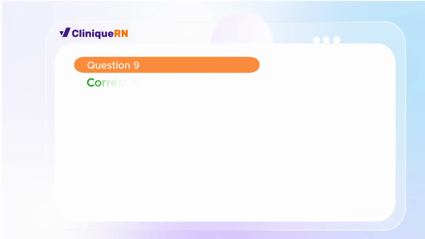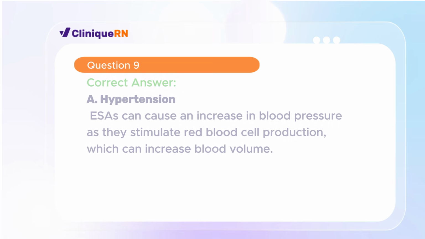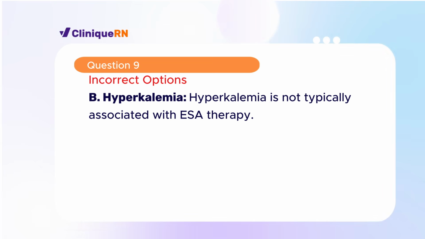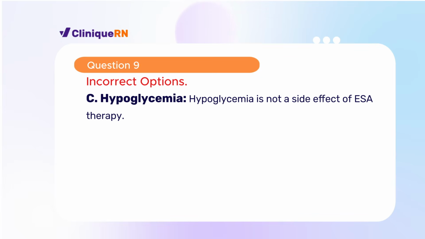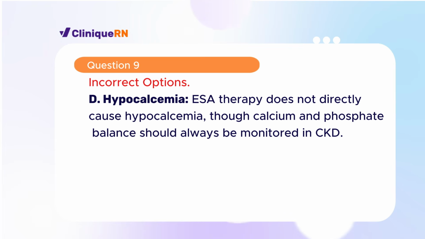The correct answer is A. Hypertension. Rationale for correct answer. ESAs can cause an increase in blood pressure as they stimulate red blood cell production, which can increase blood volume. Rationale for incorrect answers. B. Hyperkalemia. Hyperkalemia is not typically associated with ESA therapy. C. Hypoglycemia. Hypoglycemia is not a side effect of ESA therapy. D. Hypocalemia. ESA therapy does not directly cause hypocalemia, though calcium and phosphate balance should always be monitored in CKD.